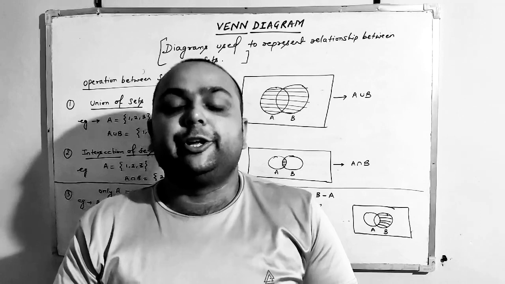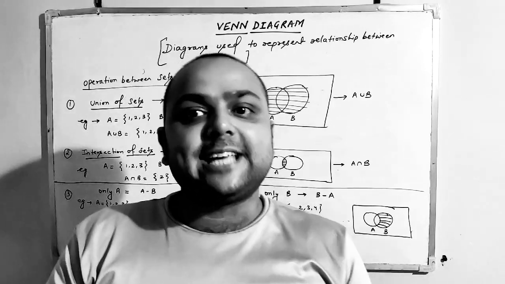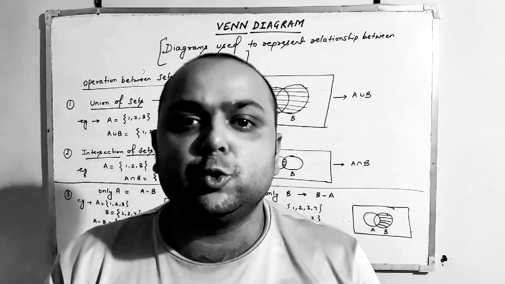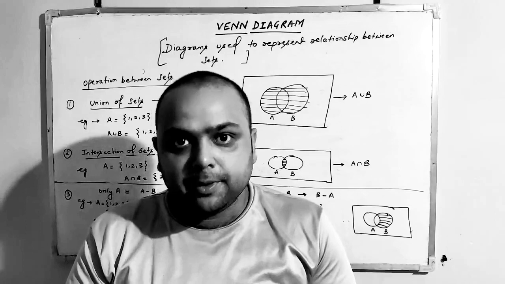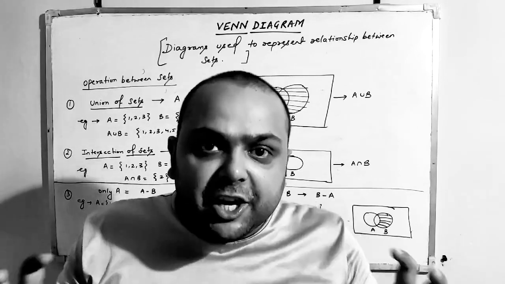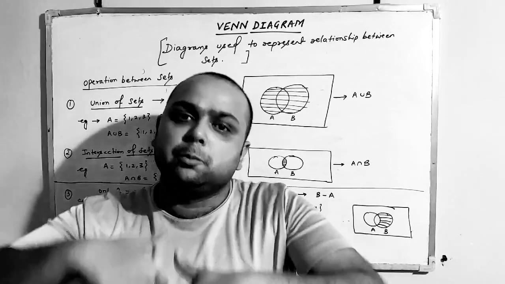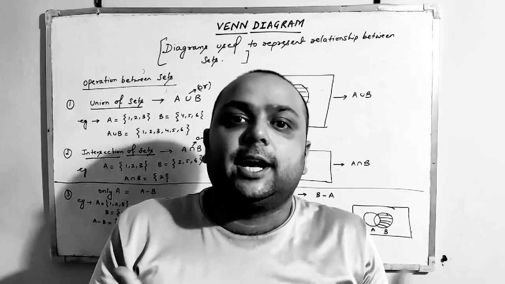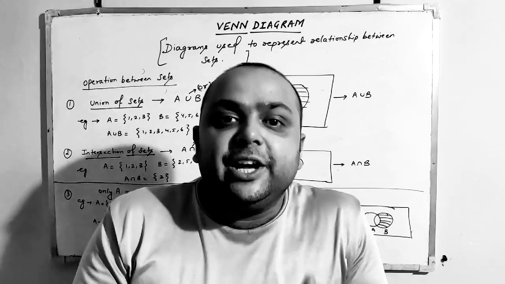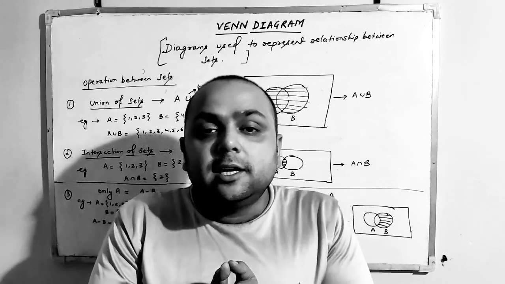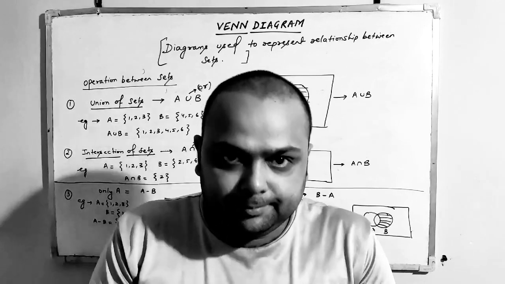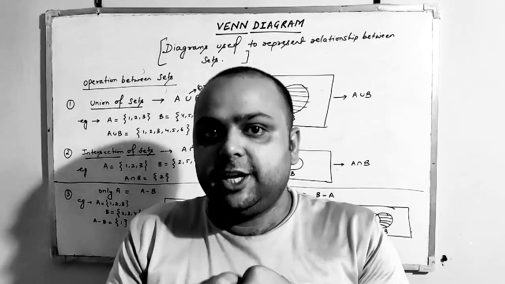We are here with a new video related to the topic sets. As I told you in the previous video, we'll discuss the properties related to sets in the form of Venn diagrams. Diagrams that are used to represent the relationship between two sets, three sets and so on are called Venn diagrams. In this Venn diagram, we are going to do some operations between the sets like union, intersection, complement and so on. So please see this very carefully.